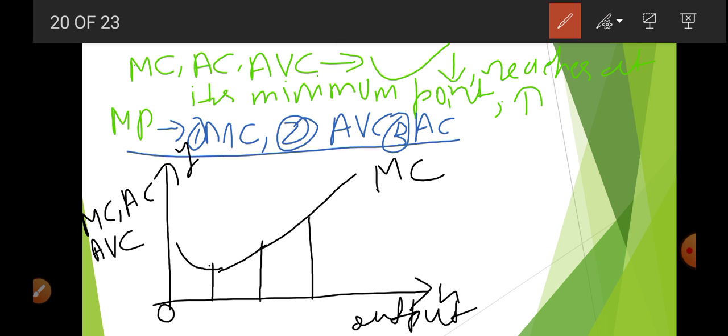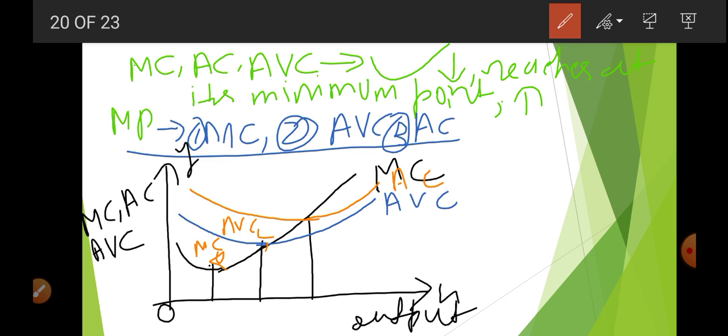Now we are going to draw the AVC curve. It decreases till this point, after that it starts to increase. So this is your AVC curve. Now I am going to draw the AC curve. It decreases till this point and after this it increases. So this is your AC curve. This is Q, the minimum point of the MC curve. This is L, the minimum point of the AVC curve, and this is P, the minimum point of the AC curve.